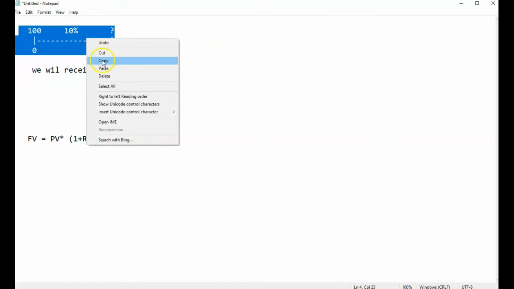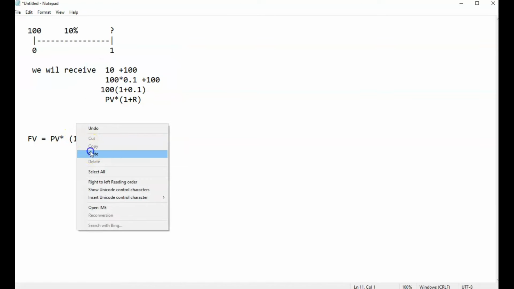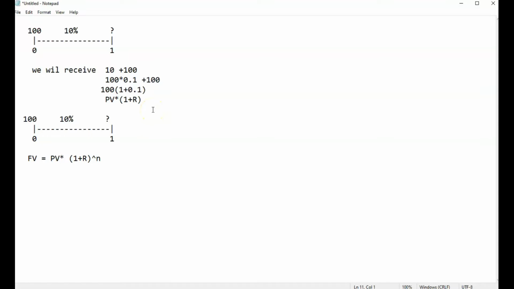Let's look at 2 periods. Suppose at the end of the first year, we continue to keep our money in the bank for another year. We assume the rate is still 10%, so we have 10% for 2 years. Then how much do we receive at the end of the second year? We can apply this formula. You see, we applied the formula.